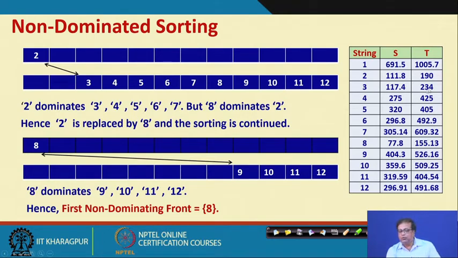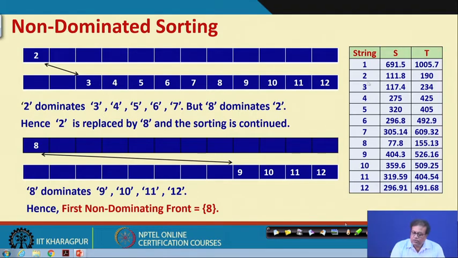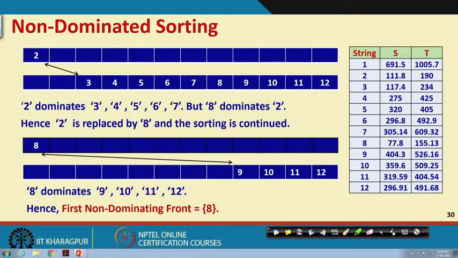Now, if I compare 2 and 8, so this is 2, but this is 8, we see that 8 dominates 2. So, 2 is replaced by 8 and the sorting continues. 8 also dominates 9, 10, 11 and 12. So, therefore, the first non-dominated front is 8, right. The first non-dominated front will be 8. We have seen graphically also that 8 comes in the top. So, that is the front one.